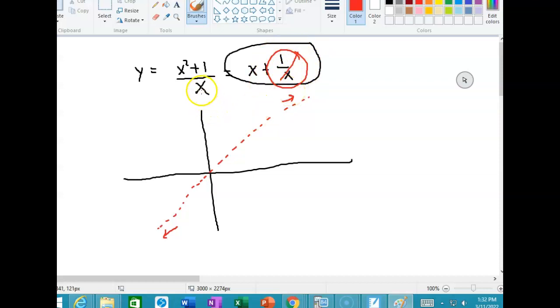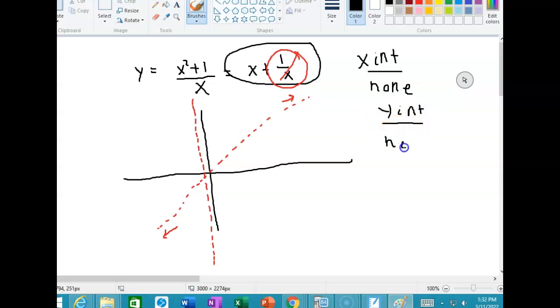And then it's like, wait, I have a vertical at x equals 0. And so when you're doing these here, you should be thinking, wait a minute, are there any x-intercepts, right? And here, the top never goes to 0, so there's none. Are there any y-intercepts? Meaning when you plug in x equals 0, do you get a point? And that's a no, so there's none.